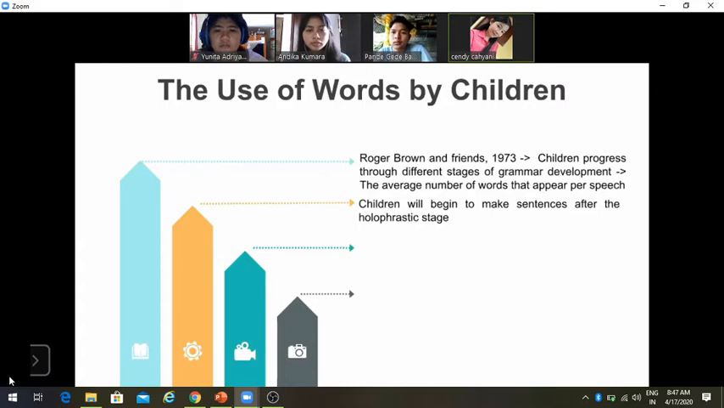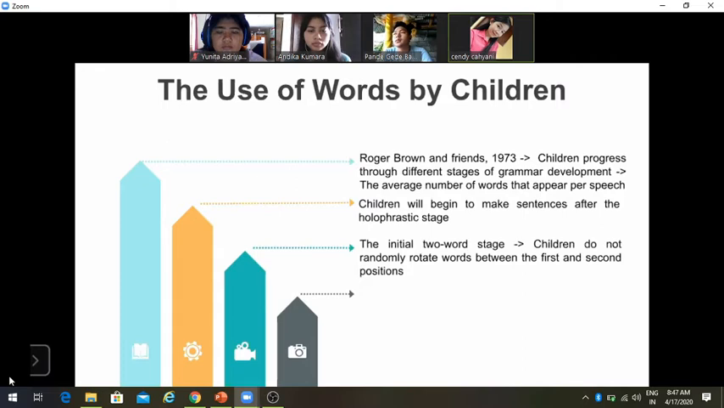Although the speech of each individual is different in moving from one stage to another, especially at an early age, all children will begin to make sentences after the holophrastic stage, which begins with two words and then more words. In the initial two word stage, children do not randomly rotate words between the first and second position. For example, certain words will tend to be used initially or finally, and other words can be used to fill the slot either after or before.